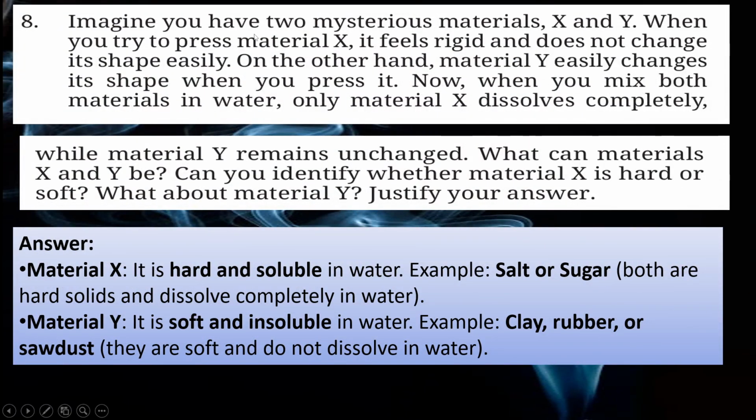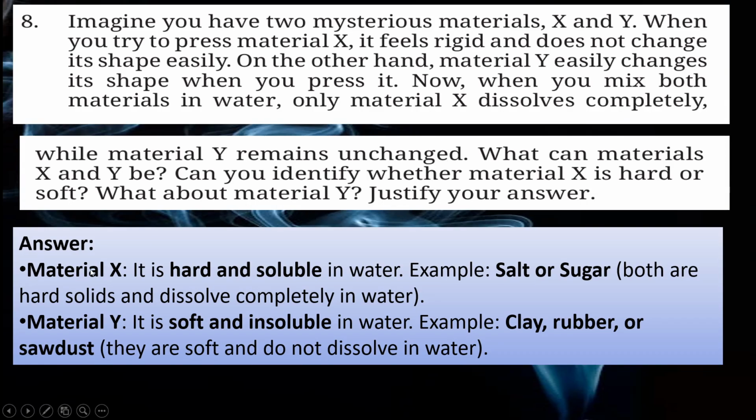Question number 8. Imagine if you have two mysterious materials X and Y. When you try to press material X, it feels rigid and does not change its shape easily. On the other hand, material Y easily changes its shape when you press it. Now, when you mix both materials in water, only material X dissolves completely, while material Y remains unchanged. What can materials X and Y be? Can you identify whether material X is hard or soft? What about the material Y?